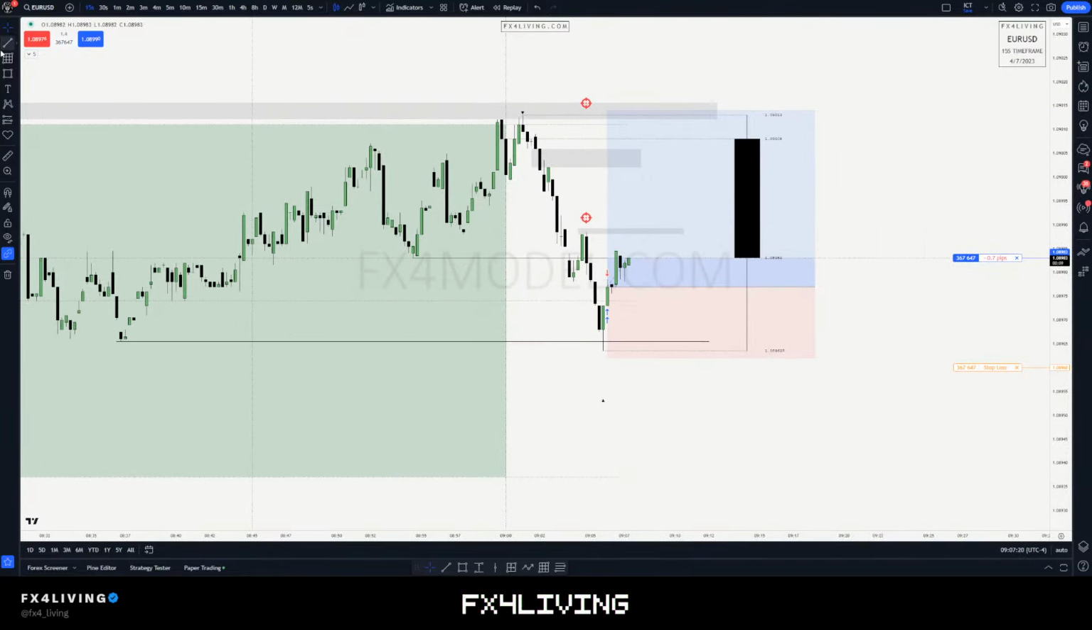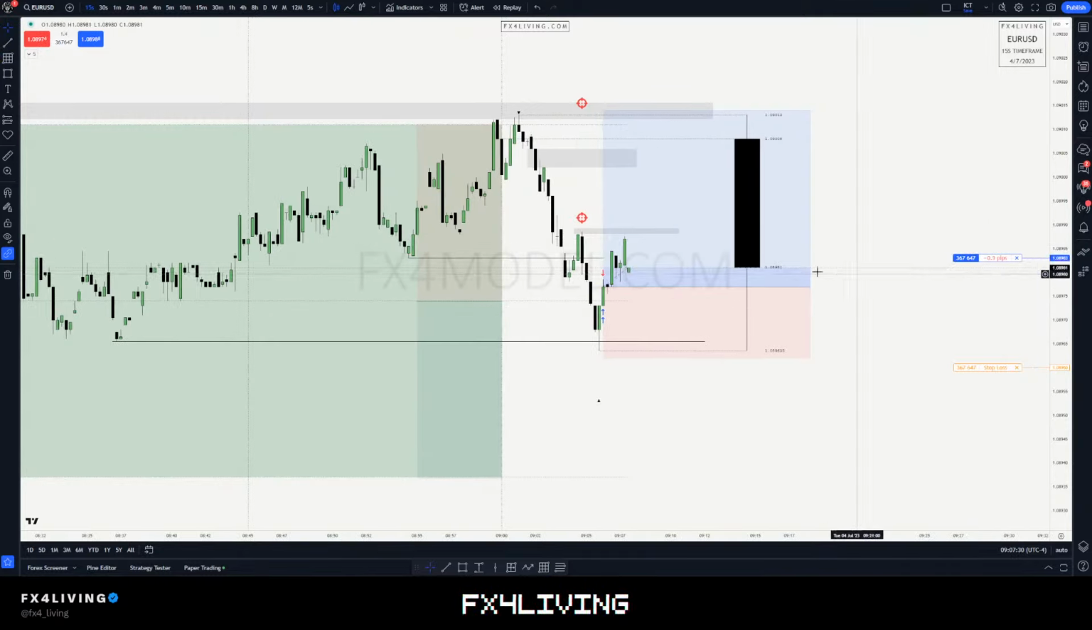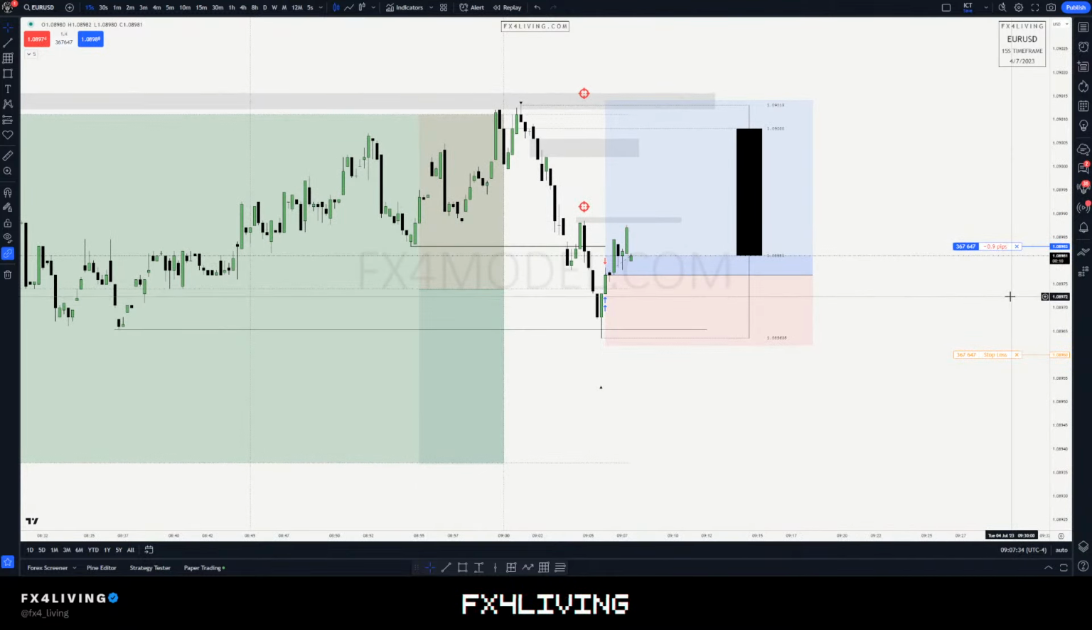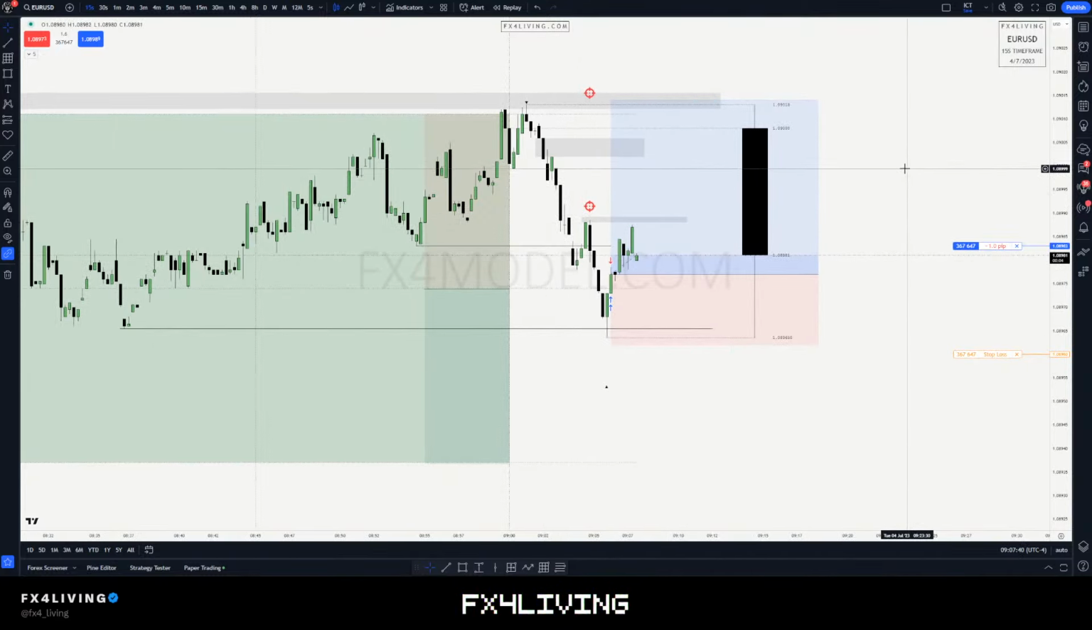But let's see. So we have now a reaction of this discount level from the previous hour. We are technically almost in profit. I don't know what's the spread on this, but let's see. So we take those lows here, so I was anticipating the stop loss was above this high. We'll see if we can get that.